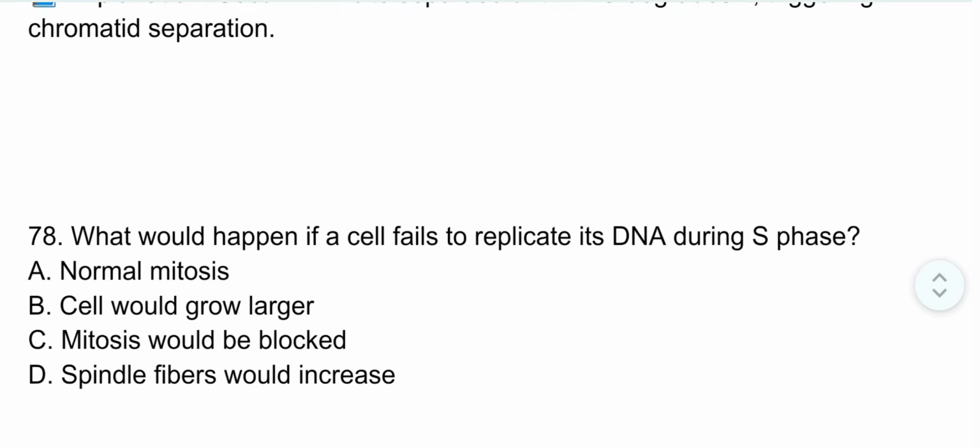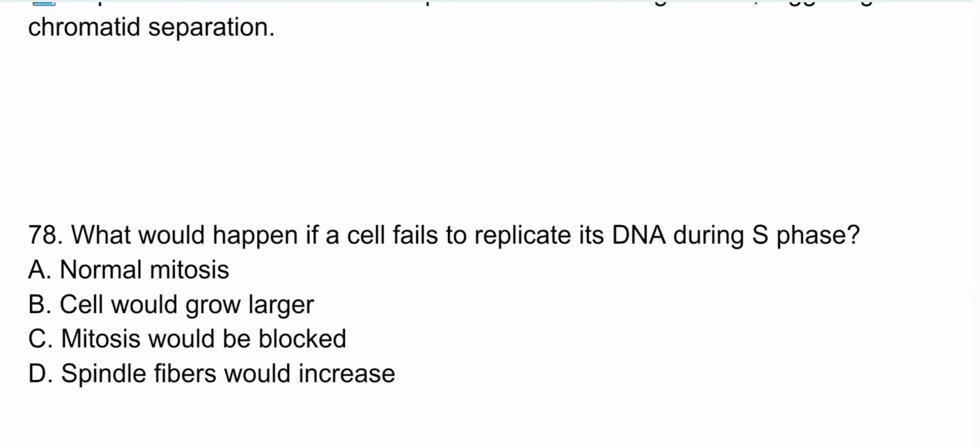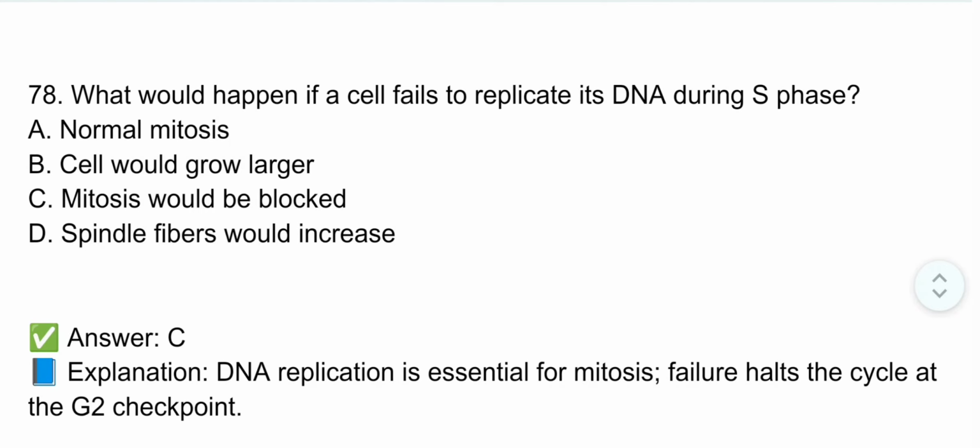Question number 78. What would happen if a cell fails to replicate its DNA during S phase? The correct option is option C, mitosis would be blocked. DNA replication is essential for mitosis. Failure halts the cycle at the G2 point.